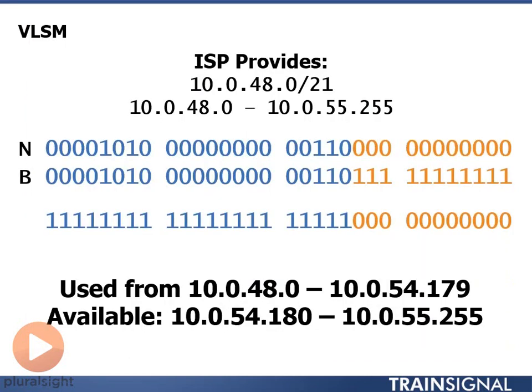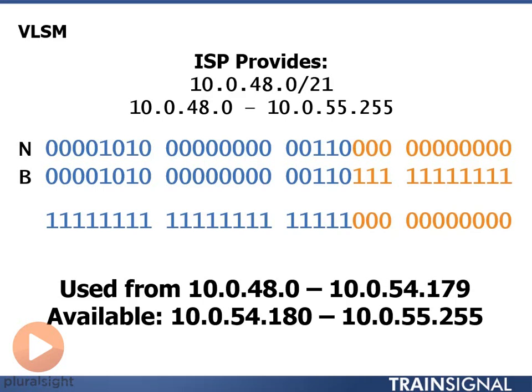Well, our ISP gave us that range from 10.0.48.0 through 10.0.55.255. The range that we used up was 10.0.48.0 through 10.0.54.179. So we are within the range now that our ISP gave us, and we've accommodated all of our host requirements. Remember, initially we said we had 13 networks here, and we still do.